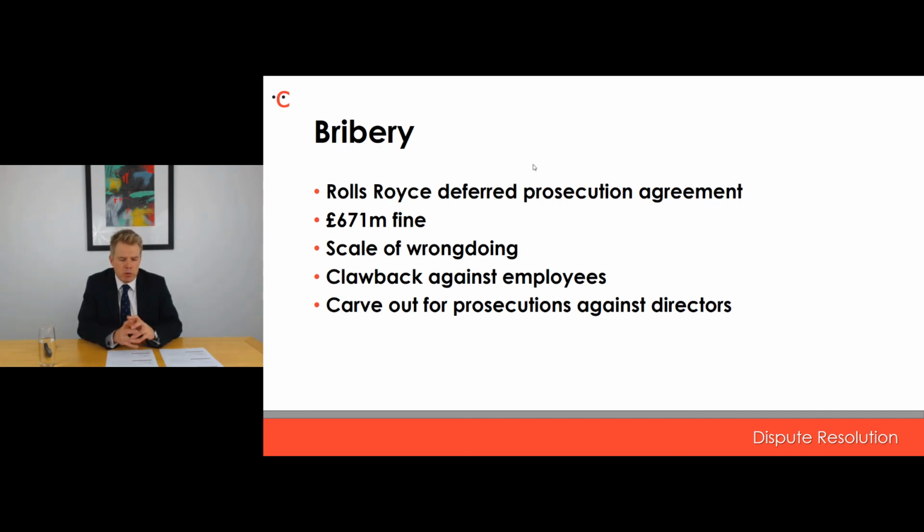Now that's all very interesting from a corporate perspective, but what the deferred prosecution agreement, the DPA, kept open was the possibility of individual prosecutions against directors, and the SFO indicated an intention to pursue such claims. The wheels of justice move quite slowly, and I'm not aware of anything that's happened as a result of that. But equally, I'm not aware that they've been dropped either. So it's something that may be on the horizon next year.